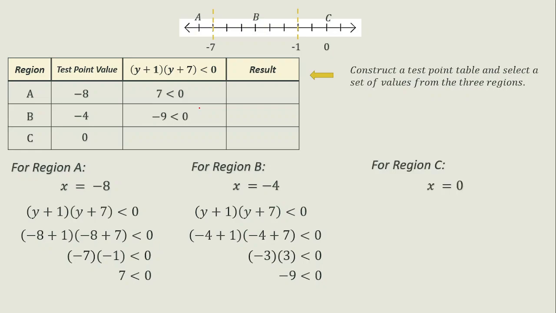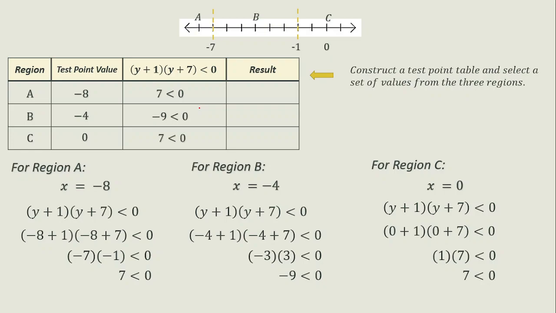Then for region C, we have let x equals to 0. Copy the quadratic inequality, substitute the value. So 0 plus 1 times 0 plus 7 is less than 0. 0 plus 1, the answer is 1. 0 plus 7, the answer is 7. 1 times 7, so 7 is less than 0. So then nilagay sa test point table. The next step is to find the result.